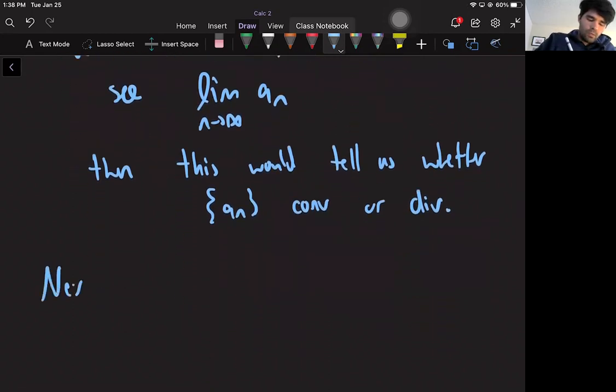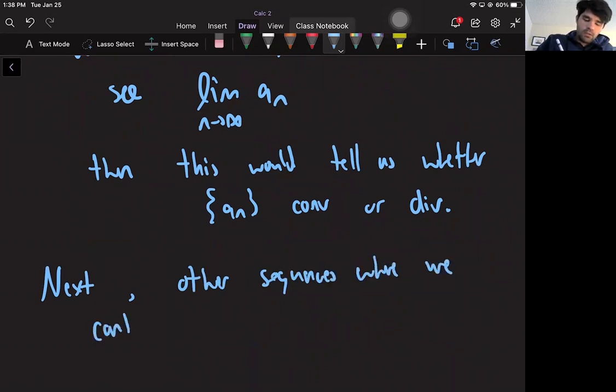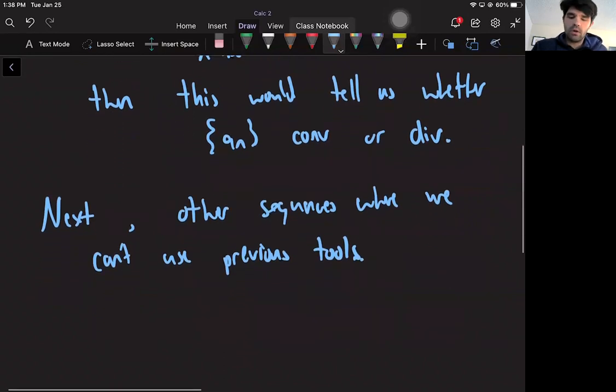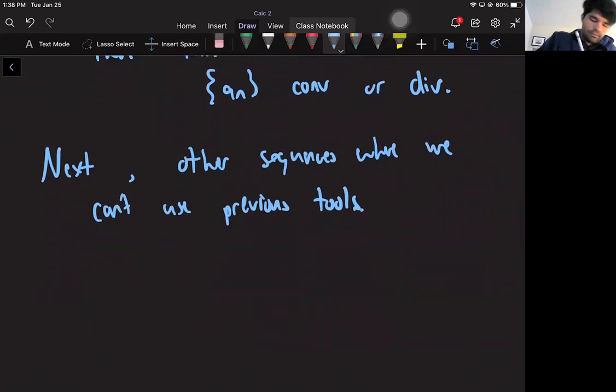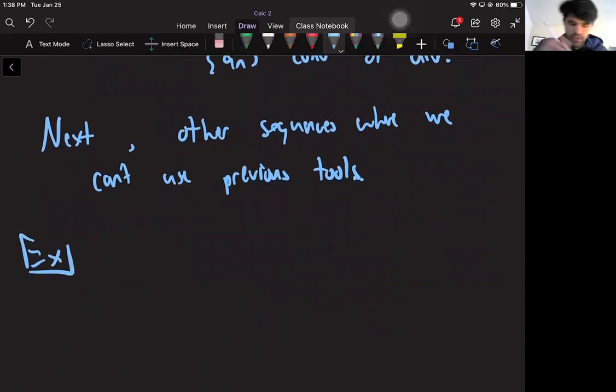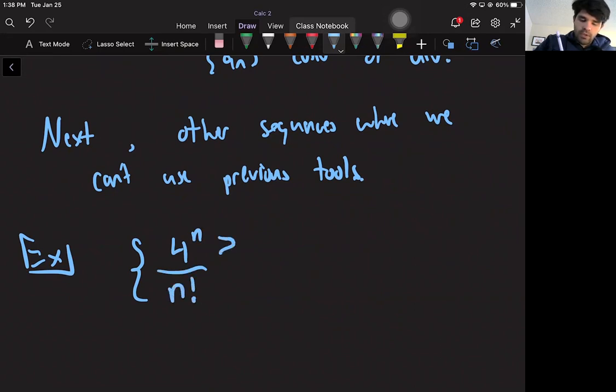So next, other sequences where we can't use previous tools. So it's good to start with stuff that you can do using old tools, but you do got to learn some new stuff. So here's a sequence that we can't really handle with Calc 1, something like this: 4 to the n over n, and then this exclamation point is called factorial.